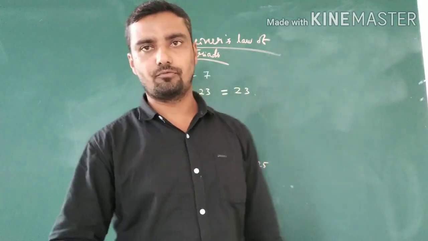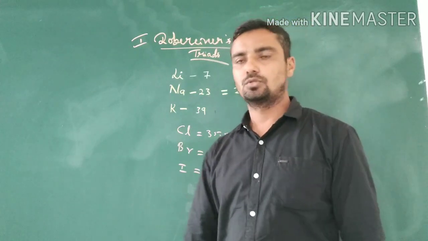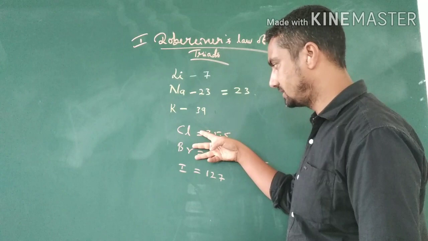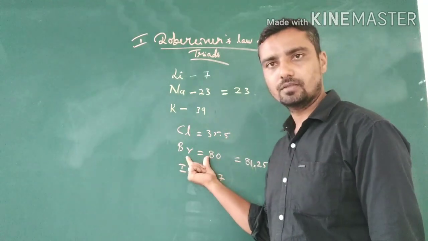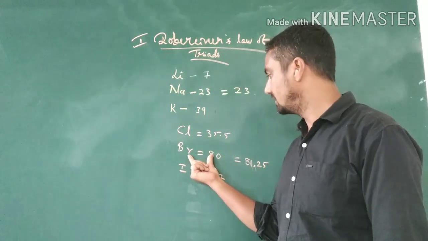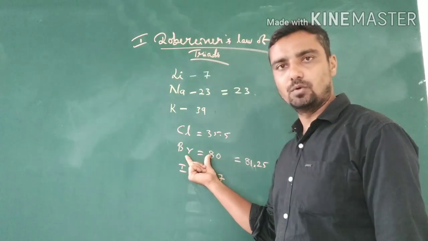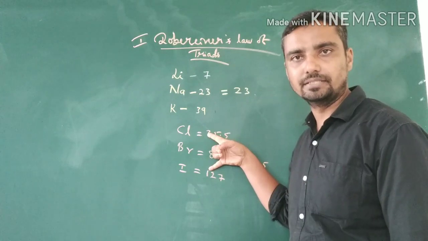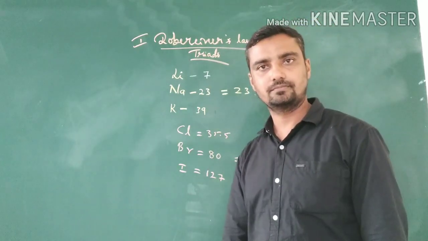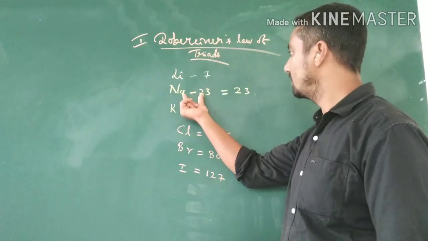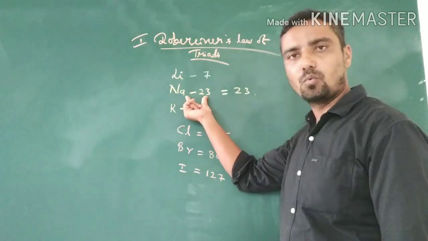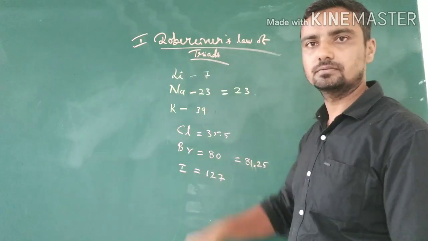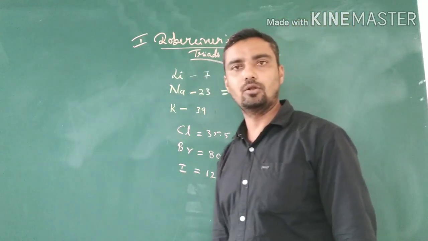In Dobereiner's law of triads, out of these triads the middle element is bromine, right? The atomic mass of this middle element is equal to the average atomic mass of the remaining 2 elements. They are called triads. That is called Dobereiner's law of triads.